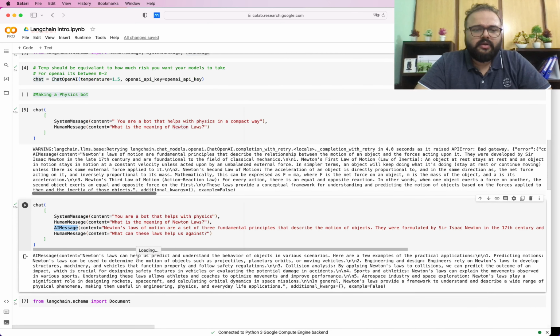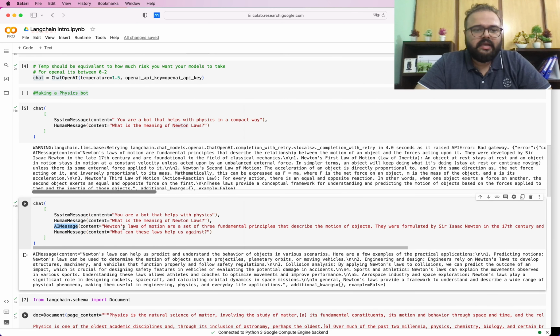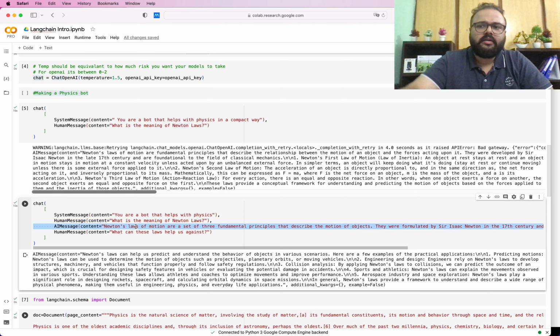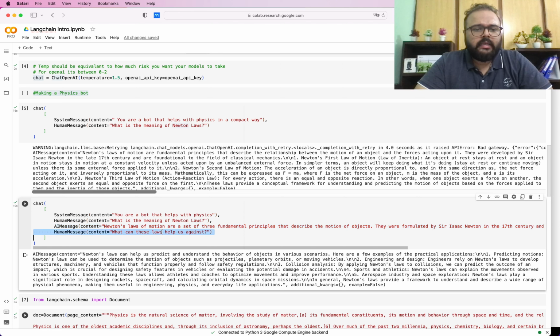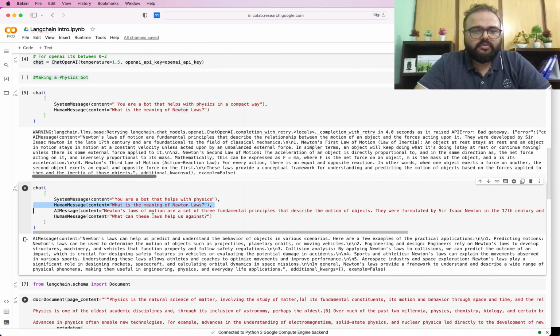So the first message was, you are a bot that helps with physics, and then I asked it what is the meaning of Newton's law, and I gave it an answer that should be given by the AI. After that, I gave it another question: what can these laws help us against? Again, as you can see, this second question is totally related to the answer given by the AI, and is also related to the question I asked before. So this time, the answer to this question should be related to the first question.